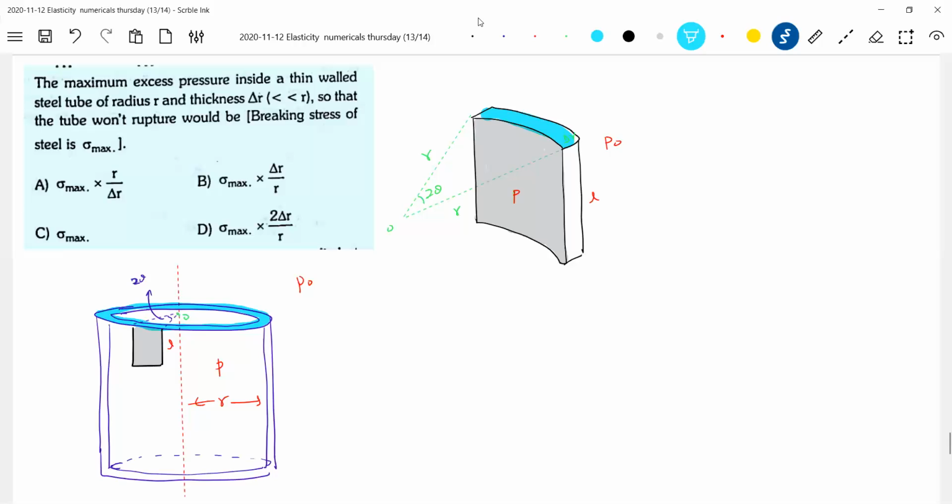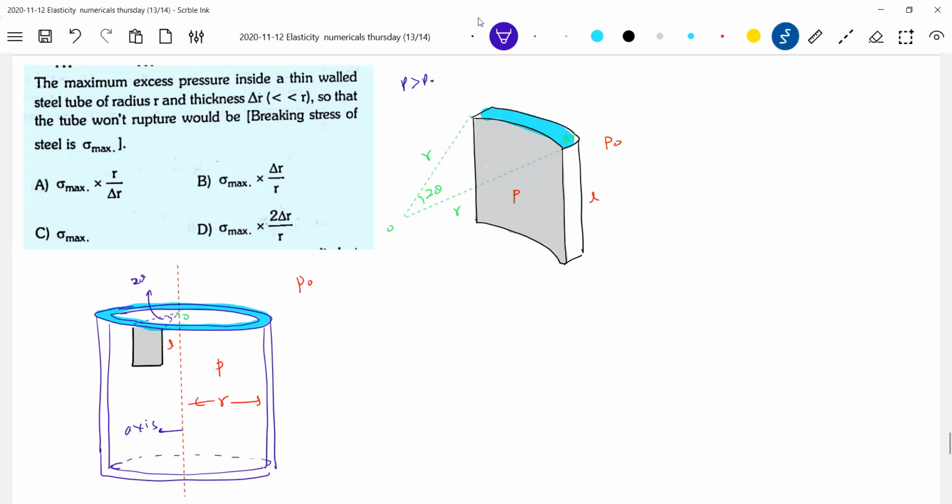The O is what? The axis of the tube which is passing through O. This is the axis of the tube. Let's get into this one. So what about this P greater than P naught? So P greater than P naught, what does it do?